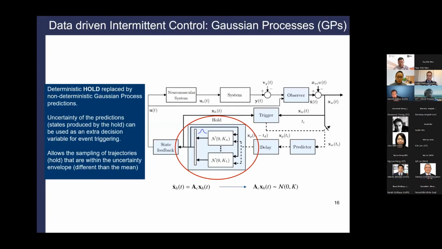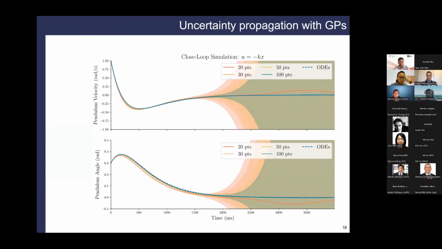Now, to move things forward, our initial implementation of these systems is based on state feedback control systems. So the whole thing is basically a state feedback system, purely deterministic. We have now introduced data-driven approaches into this. We are using Gaussian processes for the hold element of our control system. That allows us specifically to capture uncertainty and unpredictability of responses.